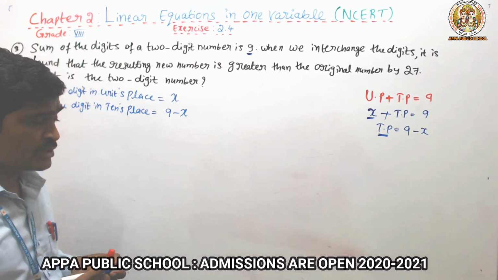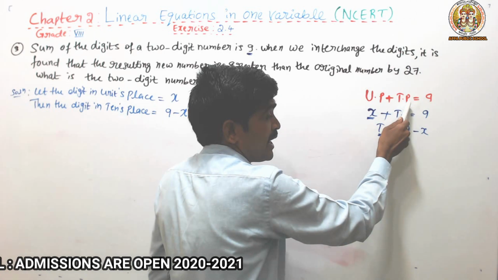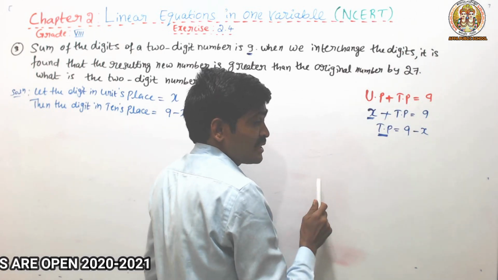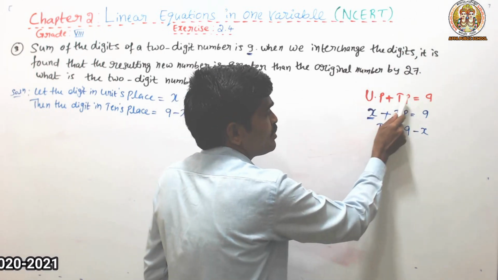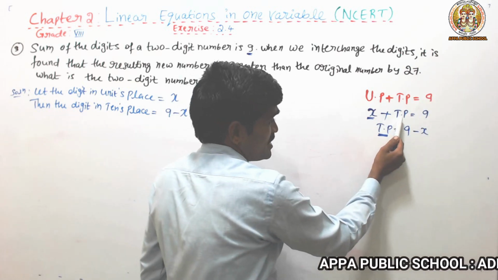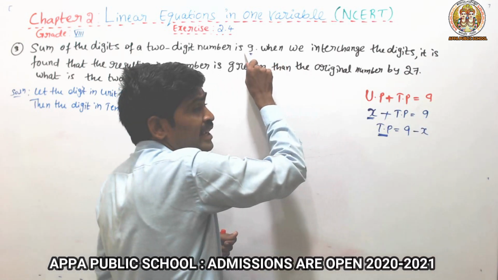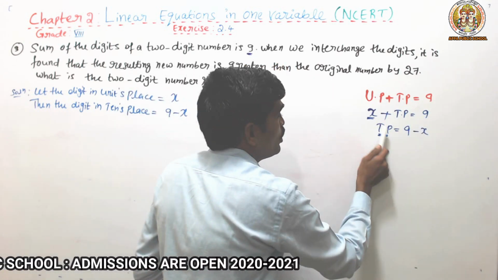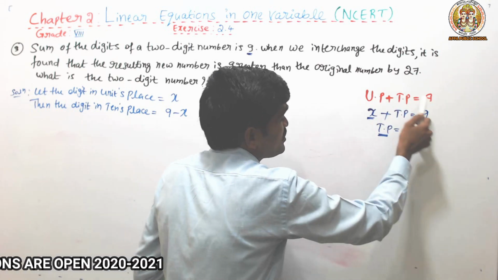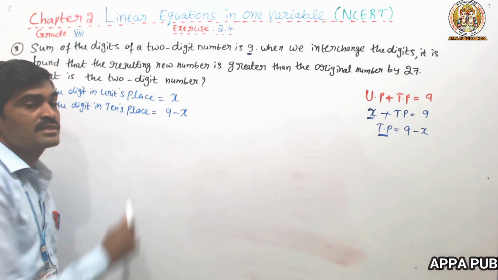Understood, my dear students? One more time I will explain. Sum of the two digits means UP plus TP. As I told, 2 plus 7, 3 plus 6, like that. Now same, UP plus TP is equal to 9. UP means we consider the x. TP unknown quantity, that TP keep as it is equal to 9. Why do we take 9? Because in the statement they given 9. So TP is equal to 9 keep as it is plus x transferring to RHS minus x. That's why we are taking here 9 minus x.